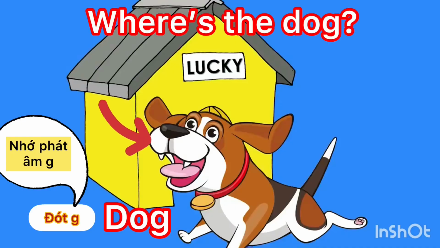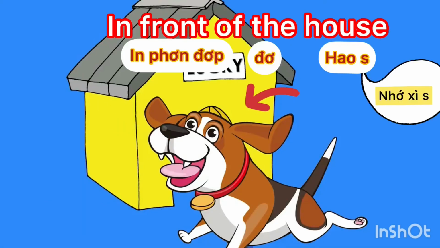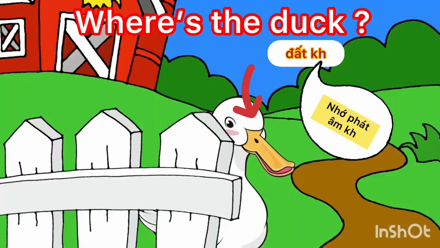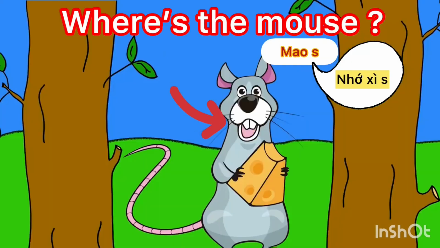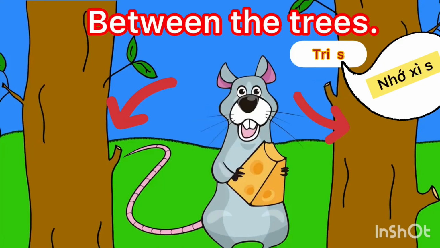Where's the dog? In front of the house. Where's the duck? Behind the fence. Where's the mouse? Between the trees.